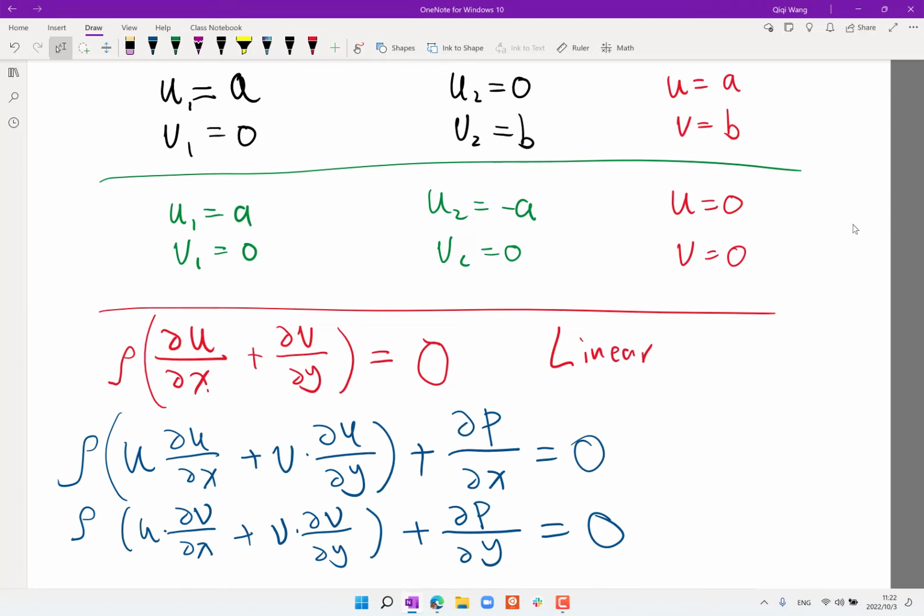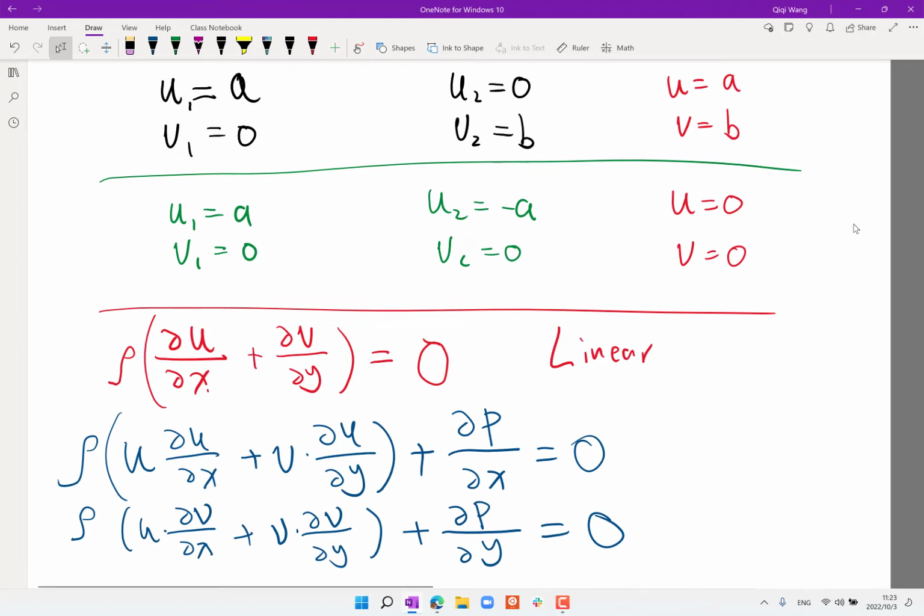Incompressible means this equation is satisfied: du dx plus dv dy equal to 0. Potential flow means vorticity is equal to 0. That means du dy is equal to dv dx, right? Another equation. If both are satisfied, then you just substitute a pressure equal to a constant minus half of rho times u squared plus v squared, right? The standard Bernoulli's equation. Then these two equations are automatically satisfied no matter what.